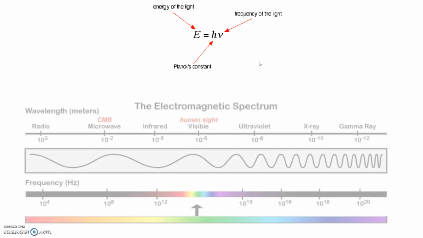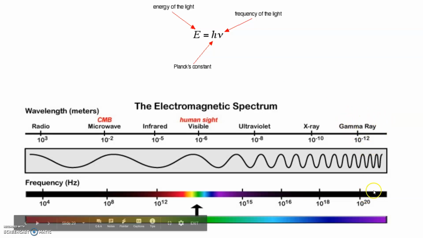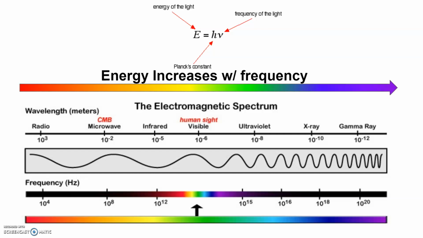So if we look at our electromagnetic spectrum, where we see that gamma rays have the highest frequency, that would mean they also have the highest energy. So gamma rays have the highest energy of light, whereas radio waves will have the lowest energy of light, because energy and frequency are directly proportional.